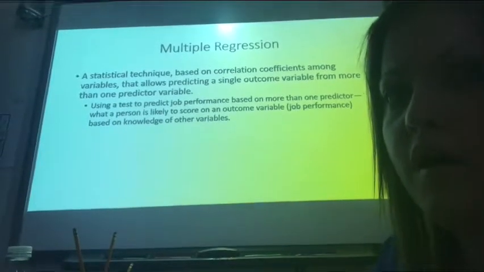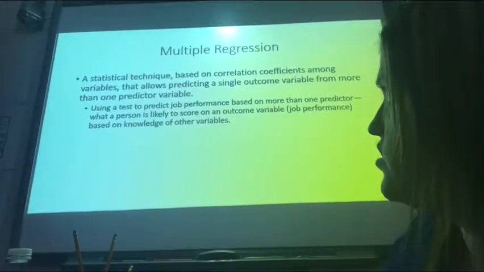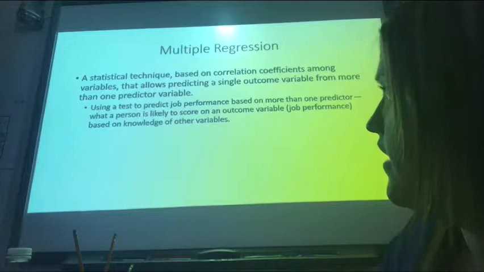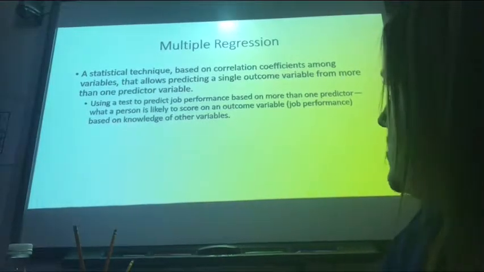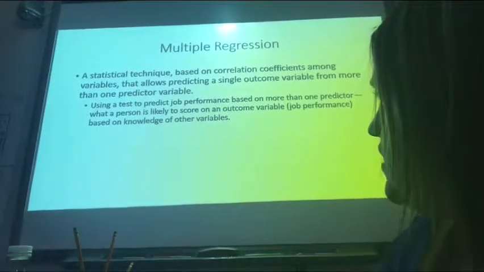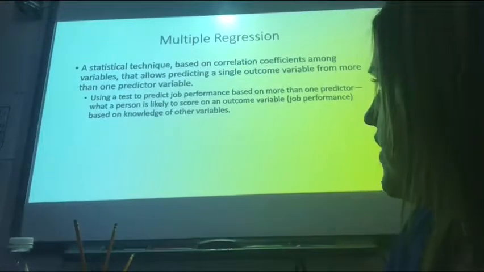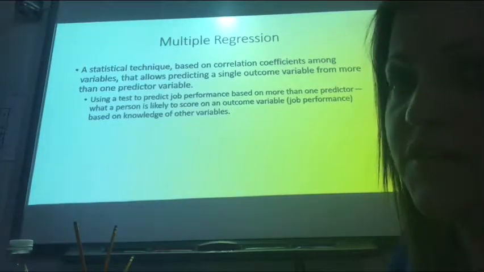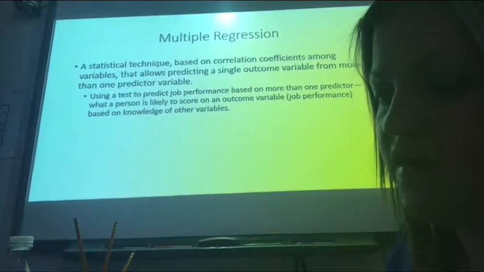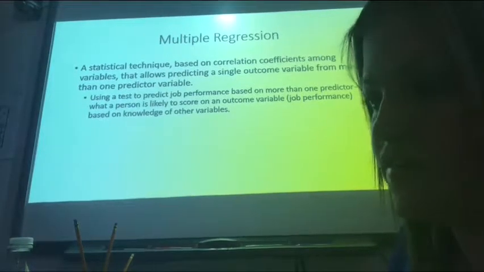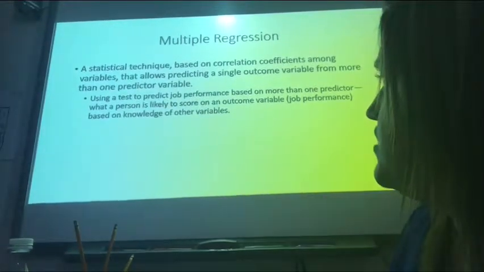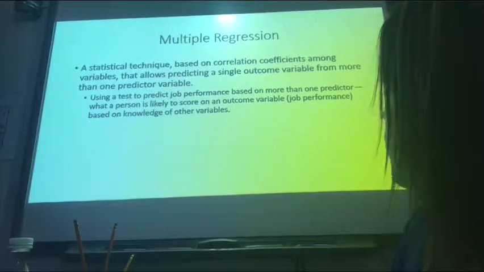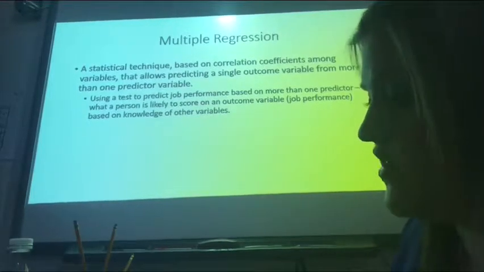One important part of correlational research is multiple regression. It is a technique that's based on correlational coefficients that allows predicting a single outcome variable from more than one predictor. So generally they're looking at one variable affecting another variable, but in multiple regression you can test one variable from more than one predictor variable.